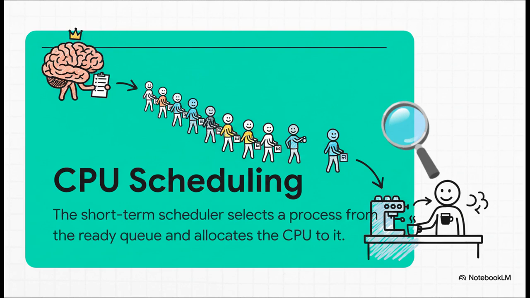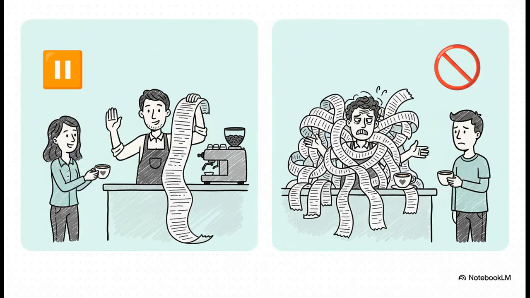Okay, so here's the more textbook definition. The operating system, our manager, is constantly looking at this line of programs, which we call the ready queue, and it picks one to give to the CPU, our barista. And this whole decision-making process happens thousands, even millions of times every single second. It's insane.